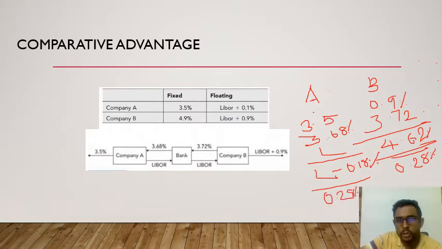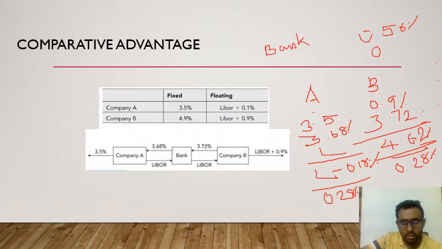Adding 0.28 and 0.28 comes to 0.56 percentage only. According to the argument of comparative advantage, we should be getting 0.60 percentage. So where that 0.04 percentage went is what we have to check. That is with the bank. The bank is receiving 3.72 percentage and giving out only 3.68 percentage. So the bank gains 0.04 percentage, which gives our proof of 0.60 percentage in total.